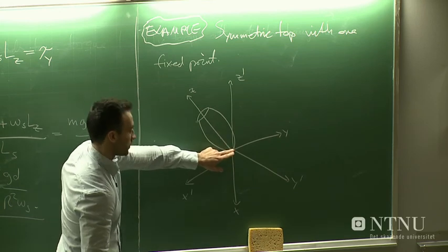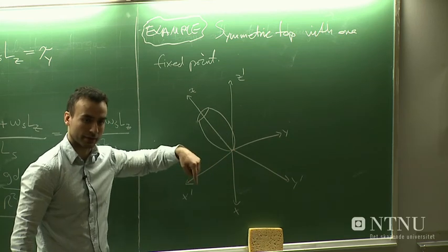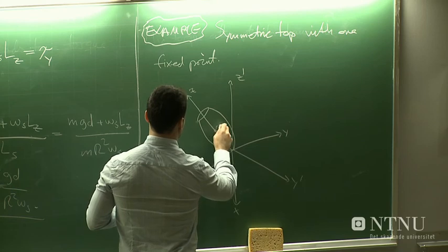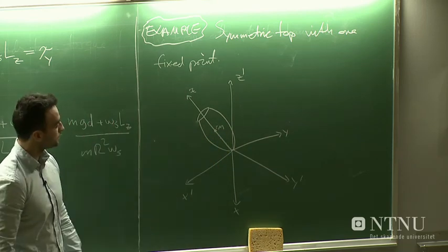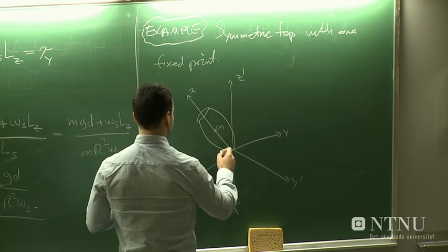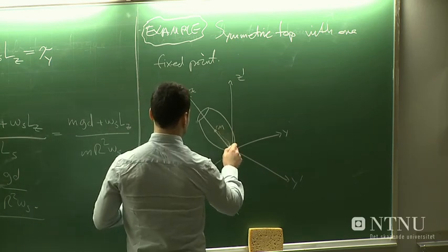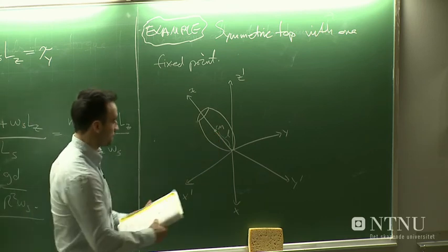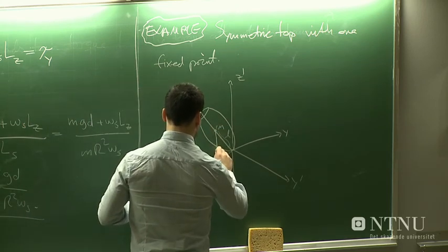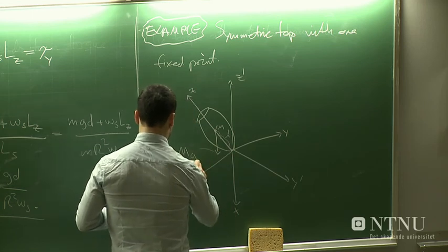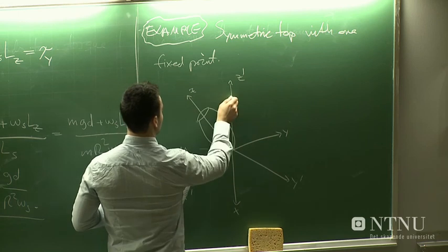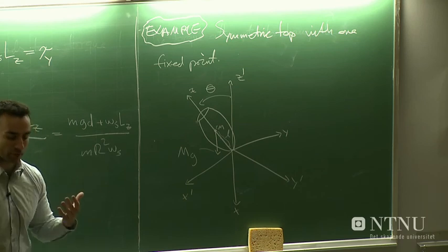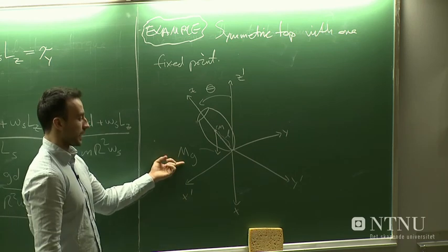Let's assume the top has some kind of form like this. Perhaps the tip here should be a bit sharper, but the idea is then that this top actually spins on its tip. Center of mass here, for instance. And assume that the distance to the center of mass is given by small l. Gravity acts as if all the mass was concentrated in the center of mass, and the total mass is large M.